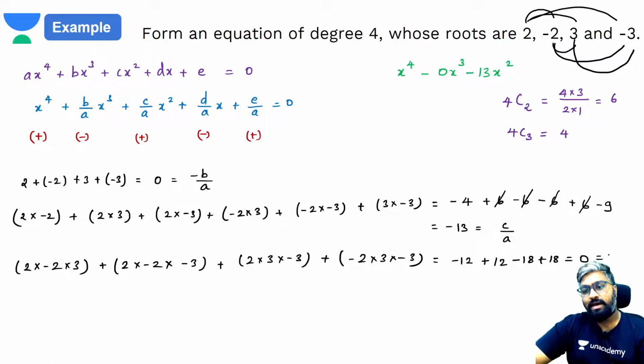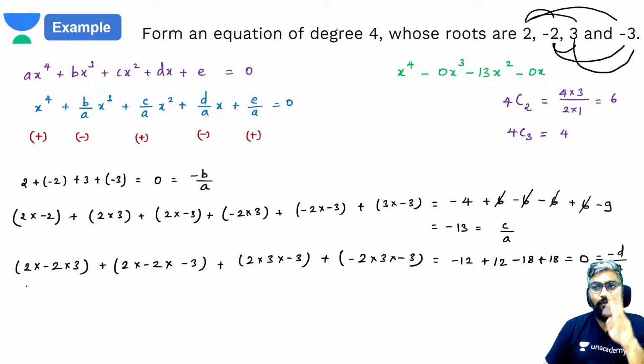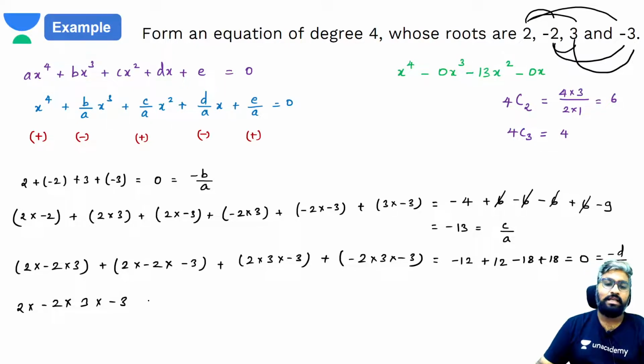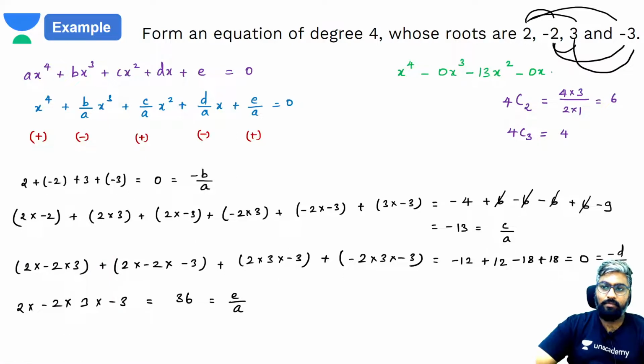Yes. So what do we get? Minus d by a is equal to 0. So our next term will be minus 0x, and then for the last part, what is the last part, guys? All the roots together, taken 4 at a time. 2 into minus 2 into 3 into minus 3. This will be how much? 4 into 9, 36. Negative, negative cancel. This is equal to e by a. So e by a is 36.